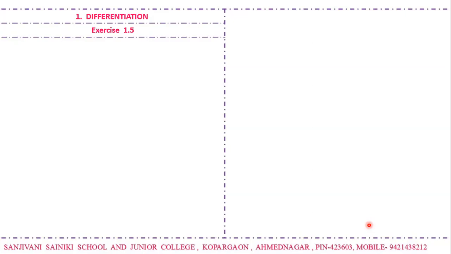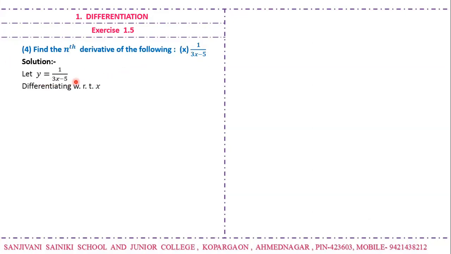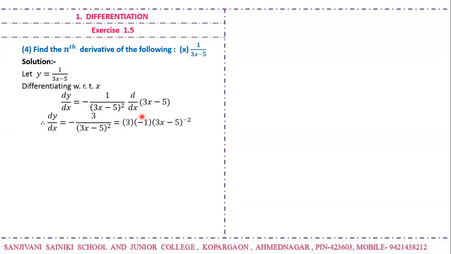The next example is the nth order derivative of 1 upon 3x minus 5. It is simple. dy by dx is minus 1 upon (3x minus 5) squared into the derivative of 3x minus 5. The derivative of 1 upon f of x is minus 1 upon f of x squared into f dash of x. So dy by dx is minus 3 upon (3x minus 5) squared, that is minus 3 into (3x minus 5) raised to minus 2, using laws of indices.